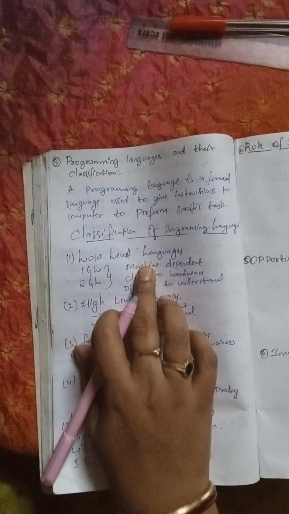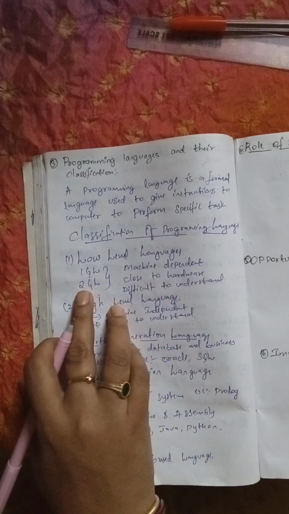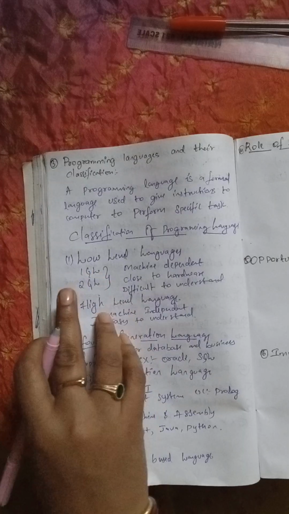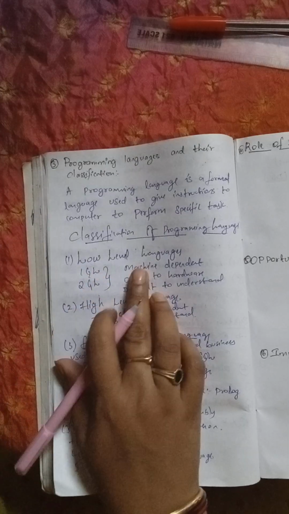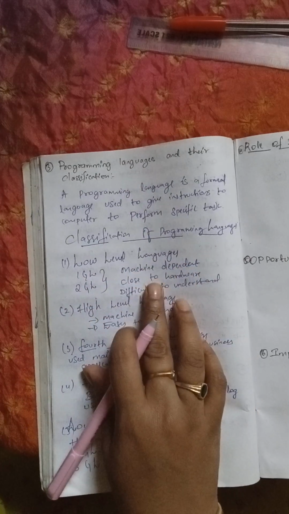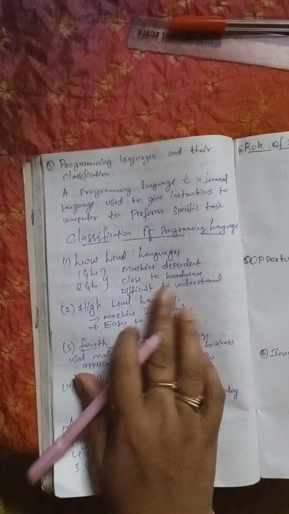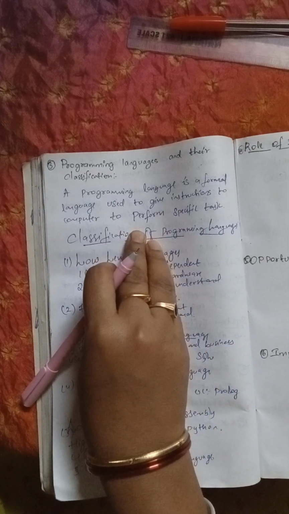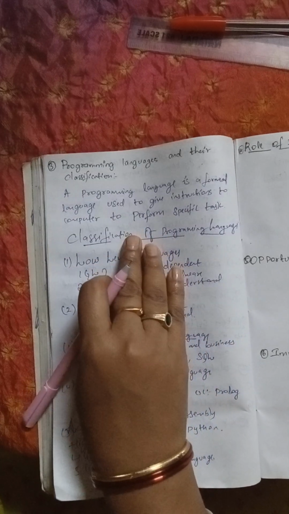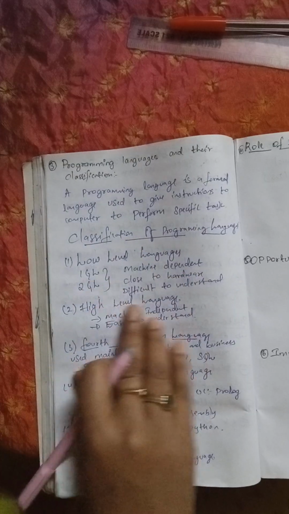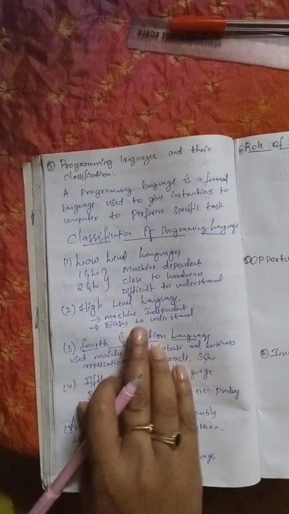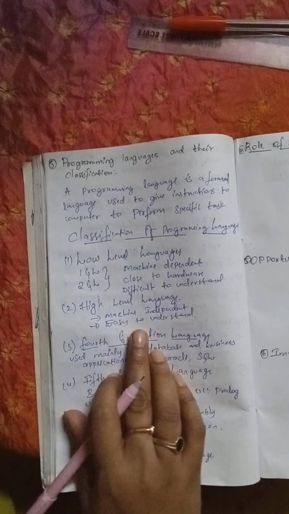Again, in low level language, there is the first GL and second GL, meaning the first generation language and second generation language. Low level languages are machine dependent, close to hardware, and difficult to understand. Okay, programming languages we are talking about, right? Now high level language. High level language means what? Machine independent, easy to understand.